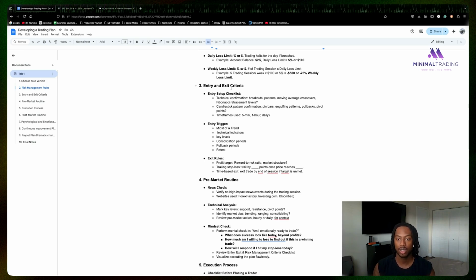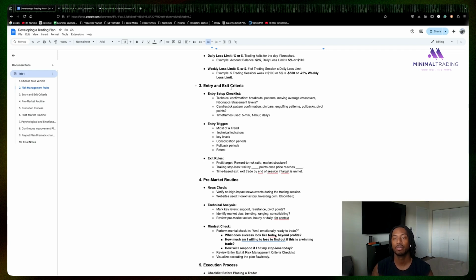So entry setup checklist, we have technical confirmation. Are you going to choose breakouts, patterns, moving average crossovers, Fibonacci retracement levels, right? Then you have candlestick pattern confirmations: pin bars, engulfing patterns, pullbacks, pivot points, right? You can choose any one of these. I will always say, once again, choose one and master it.